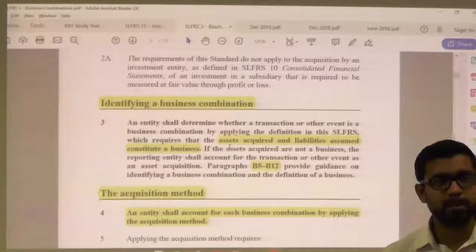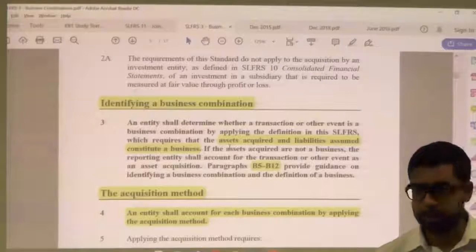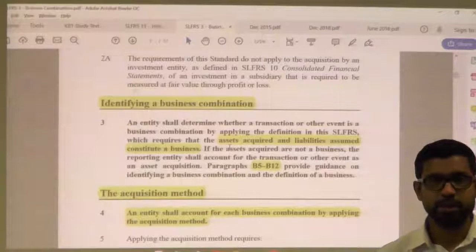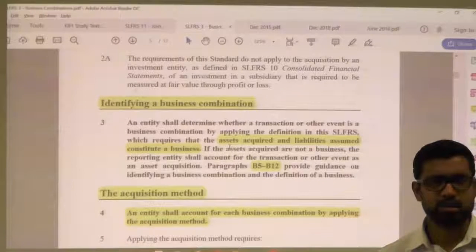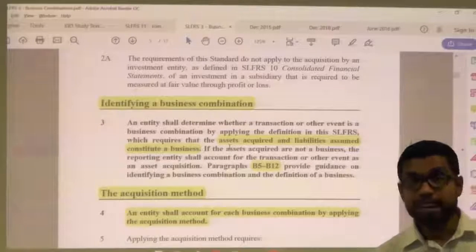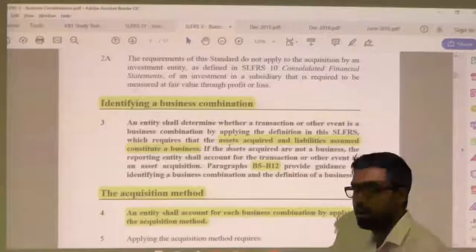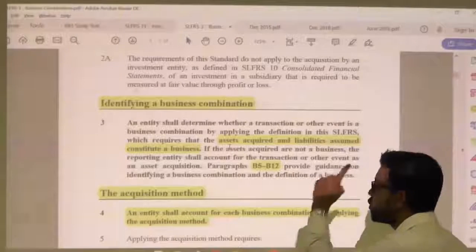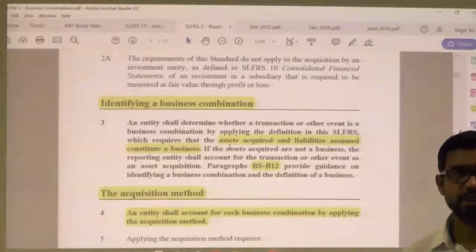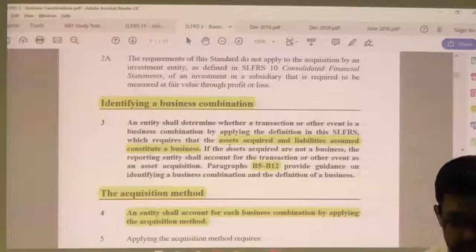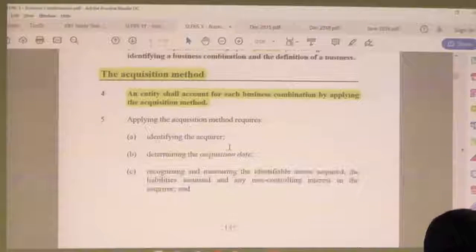You are learning from O level, A level and some other exams as well. Right? No need to remember those things right now. Forget about all these things. That is for your business studies. When it comes to a business, when you define the name of the business or a definition of business, you have to follow none other than this standard, which is SLFRS 3. Right? According to this standard, they have defined this business like this.